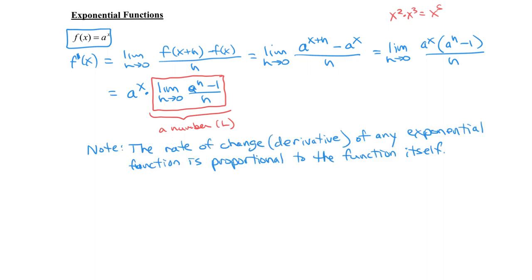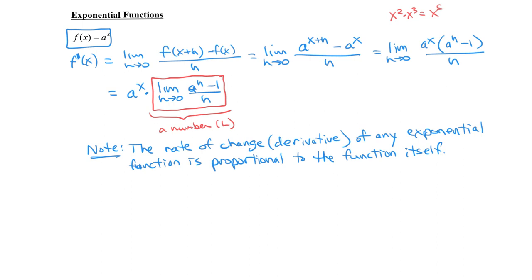So to make what I just said official, I'm going to write it down here. So I've got this note. The rate of change, or the derivative of any exponential function, is proportional to the function itself. Because look at this, f of x is a to the x, f prime of x is a to the x times some number. If this derivative exists, if the limit exists, this has to be a number. So it's just some number, which means the derivative of this function is just proportional to the original function.